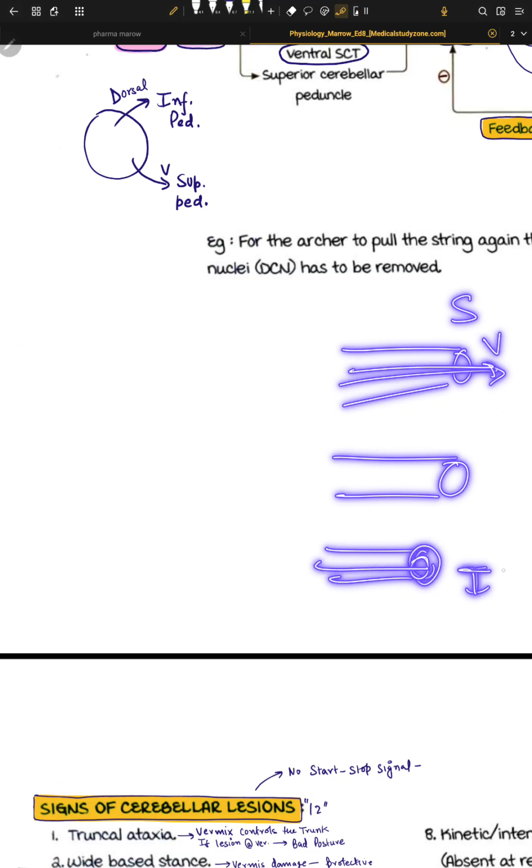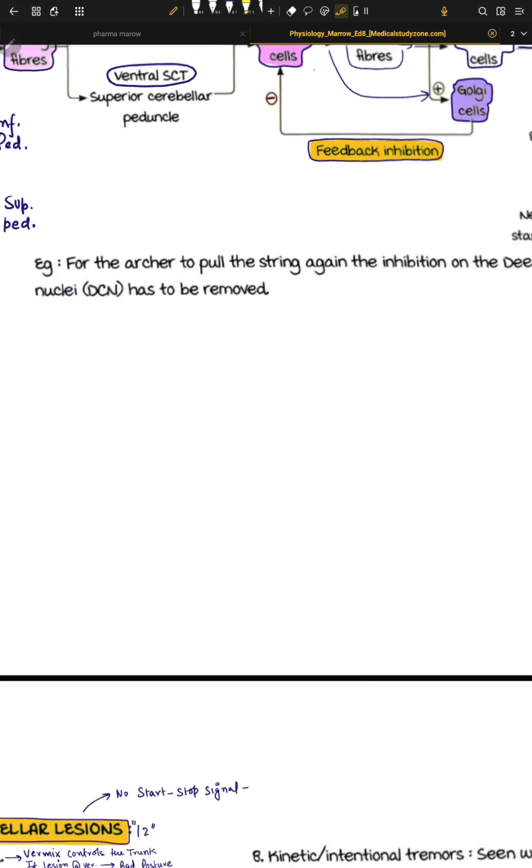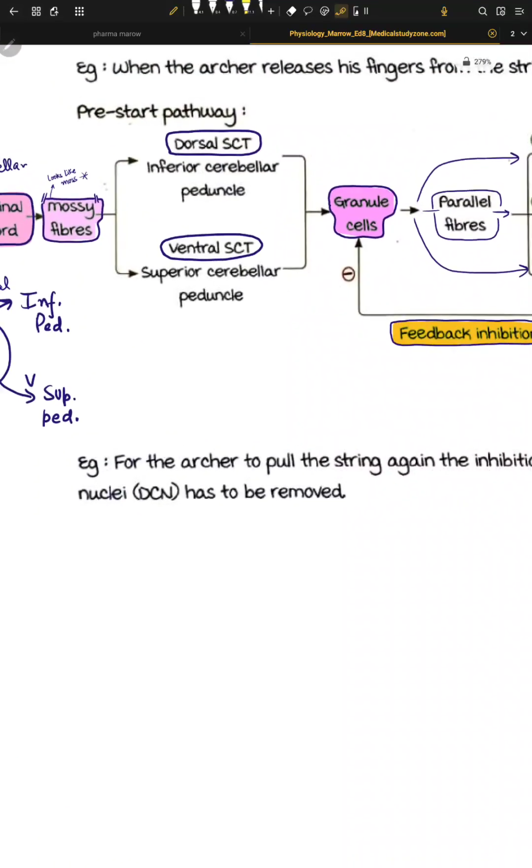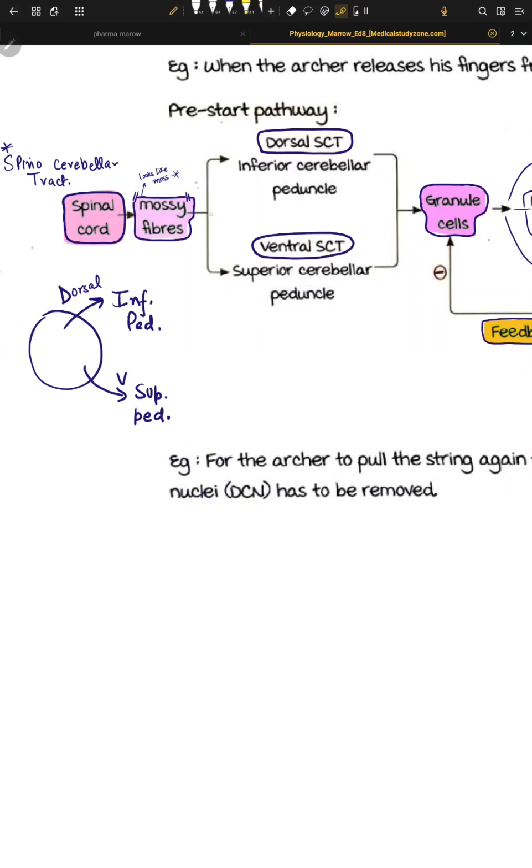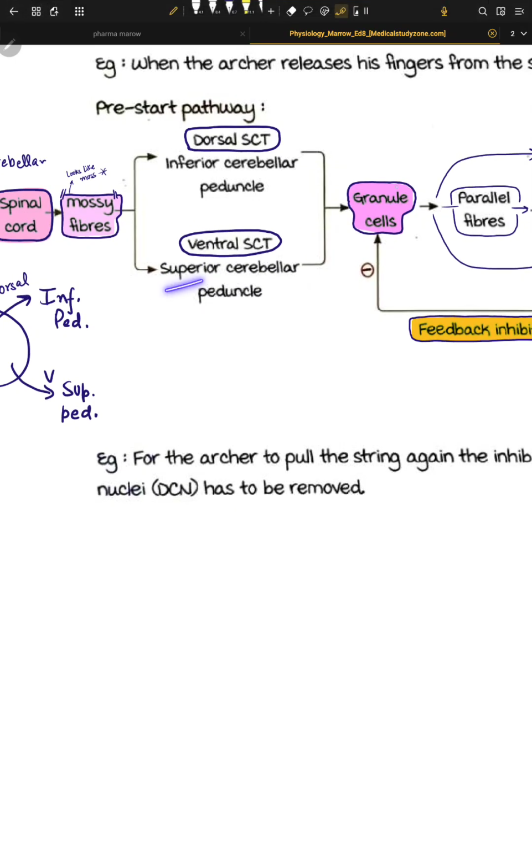Here it will be inferior, that is dorsally. Okay, just remember this. So let's go to these mossy fibers. Mossy fibers via the inferior cerebellar peduncle dorsally go to granule cells, and via the superior cerebellar peduncle, that is ventral spinocerebellar tract, they go to granule cells.